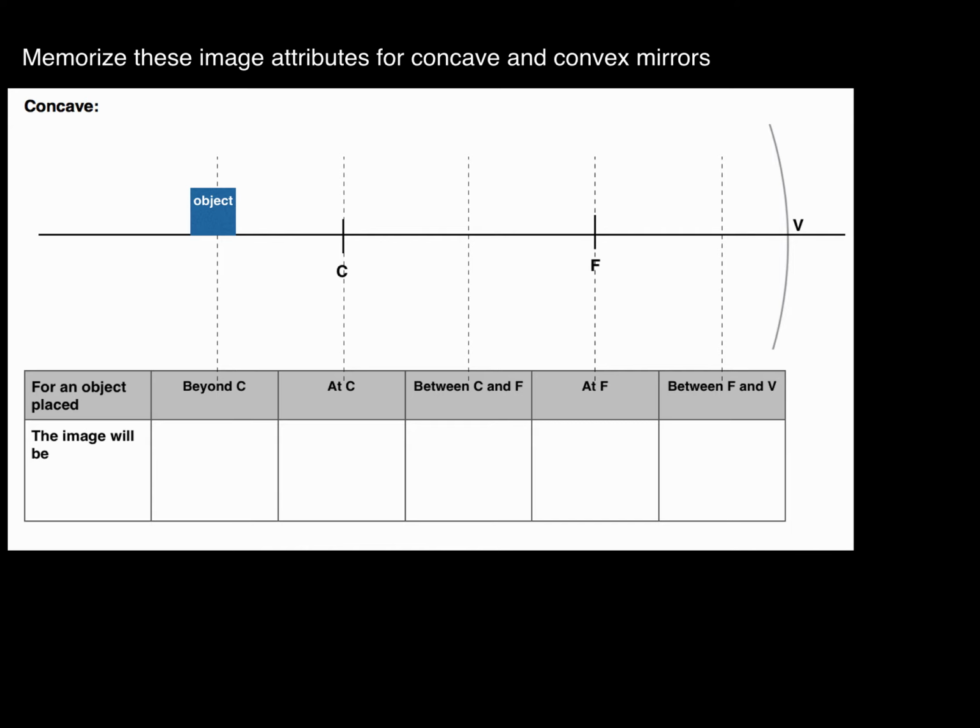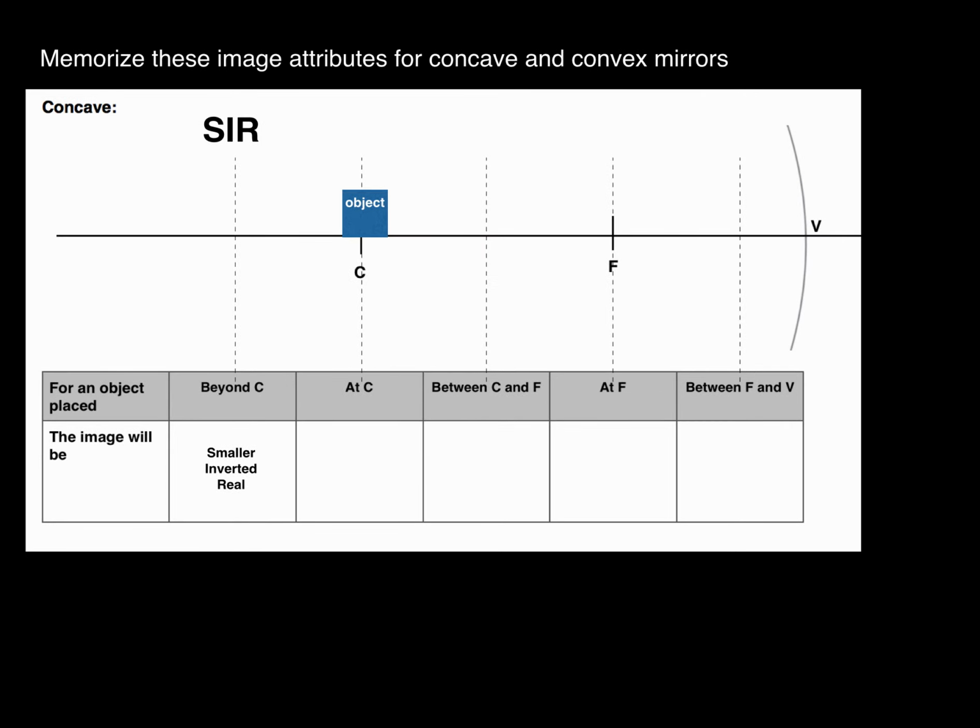For an object that's placed beyond C, the image will be smaller, inverted, and real. We write this as SIR: smaller, inverted, and real. If you place an object at C, the center point for the spherical mirror, the image will be inverted in front of the mirror, but the same size as the object itself. NIR: no change in size, inverted, and real.